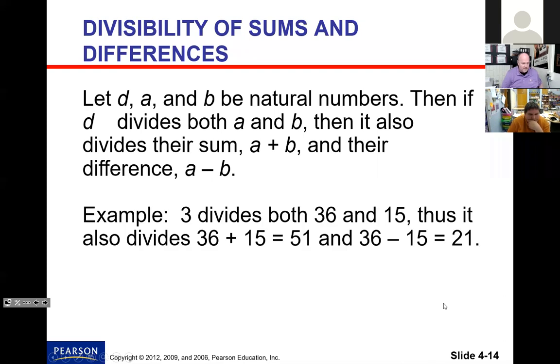So 36 and 15. 36 and 15 are both divisible by 3, right? 36 divided by 3 is 12. 15 divided by 3 is 5. So here's the neat thing. If you add 36 and 15, you get 51. If you take 36 minus 15, you get 21. Both those answers have to be divisible by 3.